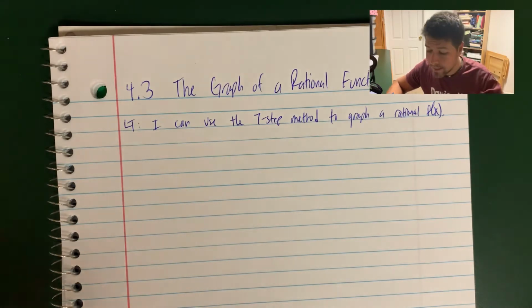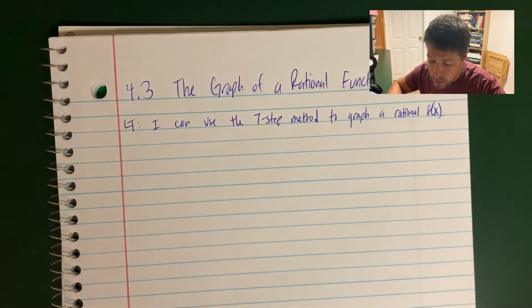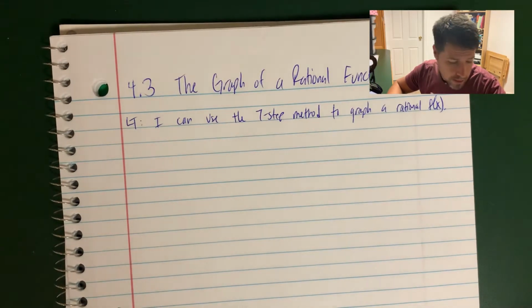I want to list out what those 7 steps are so we can just follow them step by step, one at a time, to understand what it is that we're trying to do.